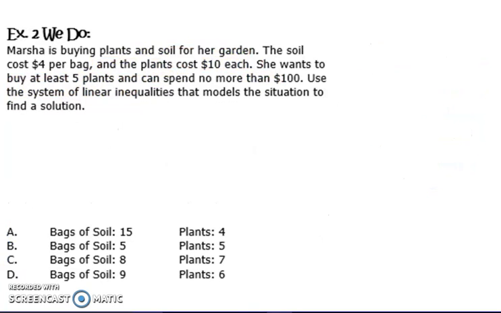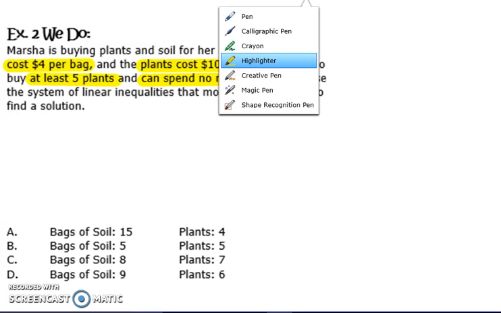Now, if we look at example 2, again, we're going to start by highlighting. Marcia is buying plants and soil for her garden. The soil cost $4 per bag, and the plants cost $10 each. She wants to buy at least 5 plants and can spend no more than $100.